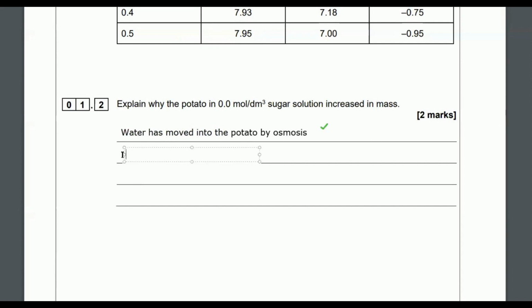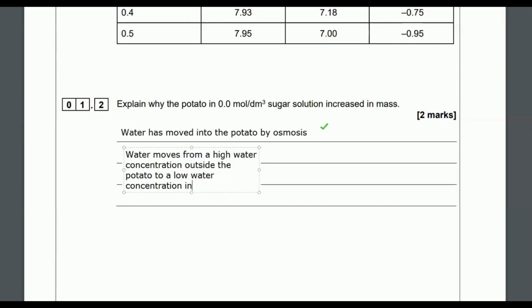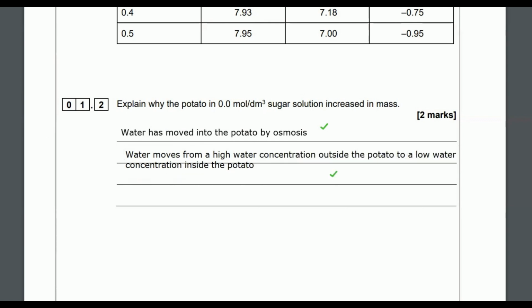Do you remember the concentration movement? So water moves from a high concentration. Now I should say a high water concentration outside the potato to a low water concentration inside the potato. And there we go. That'll get you the second mark. Cool.